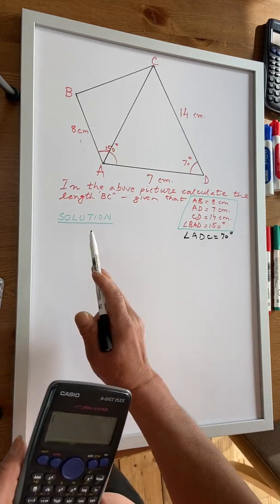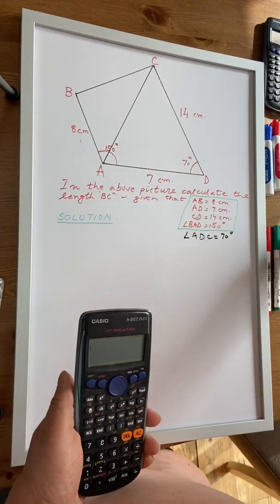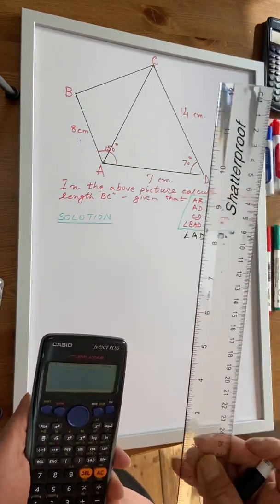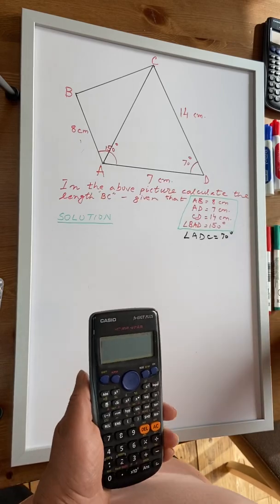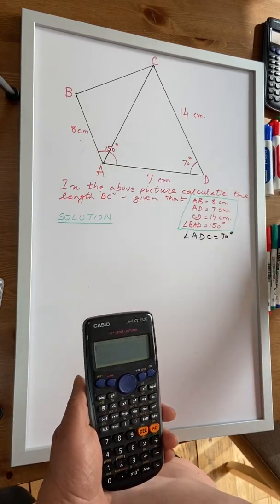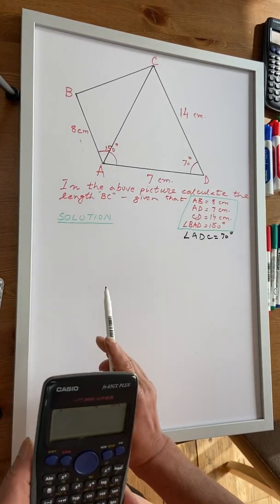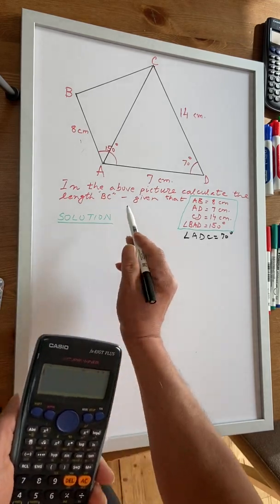So we have been asked to calculate this length BC. Of course, we cannot use a ruler. We have to use the principles of trigonometry. We have to use a step-by-step solution. I will show it to you.